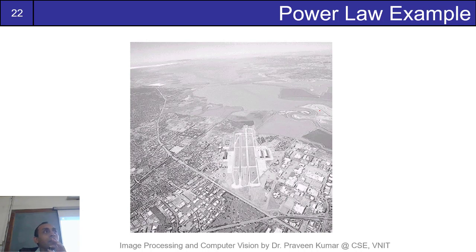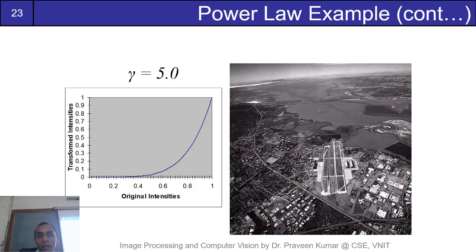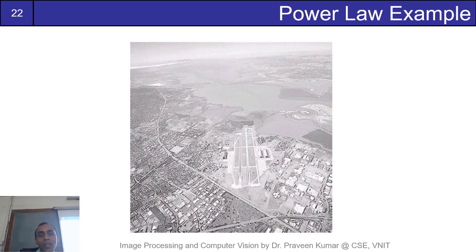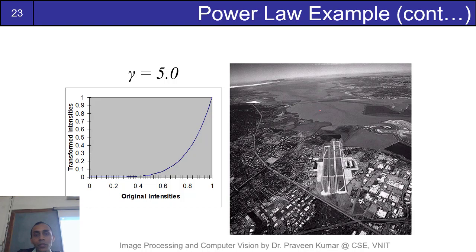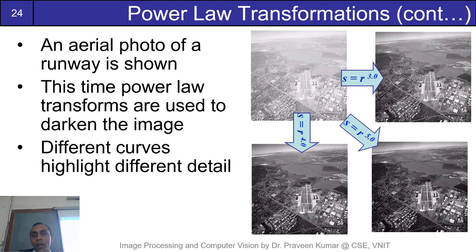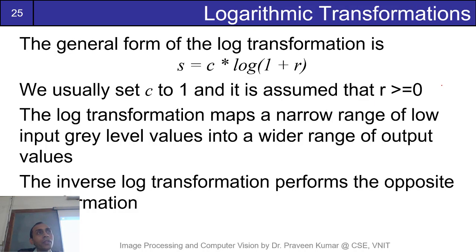On the contrary, this is an image which has a whitewashed appearance because of some incorrect setting of the camera. So here we would like to darken it, bring it down, so we will go for gamma values greater than 1. If we take gamma as 5, it will transform the image like this. And again we can play around with different values 3, 5, 4 and see which one is doing a better job. So this is one way you can use the power law transformation function.